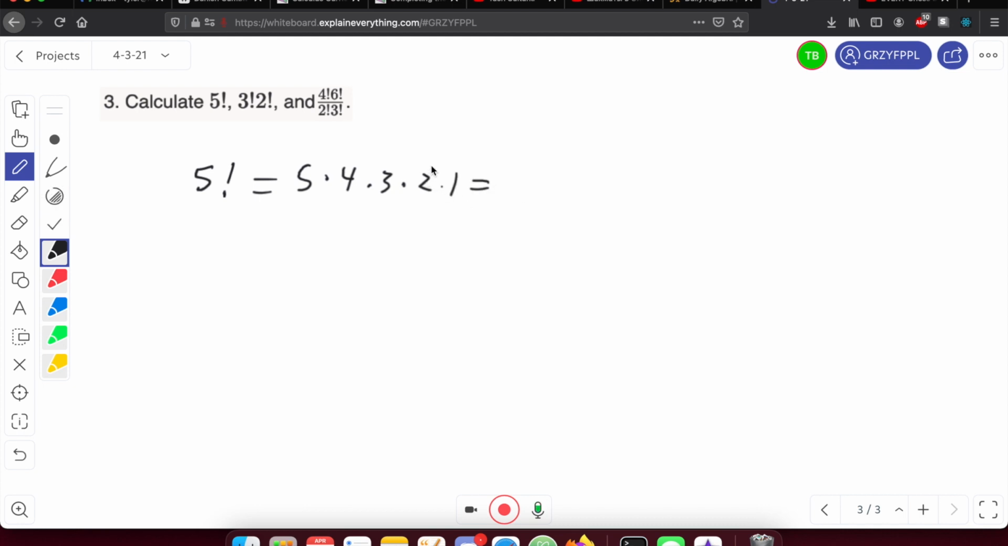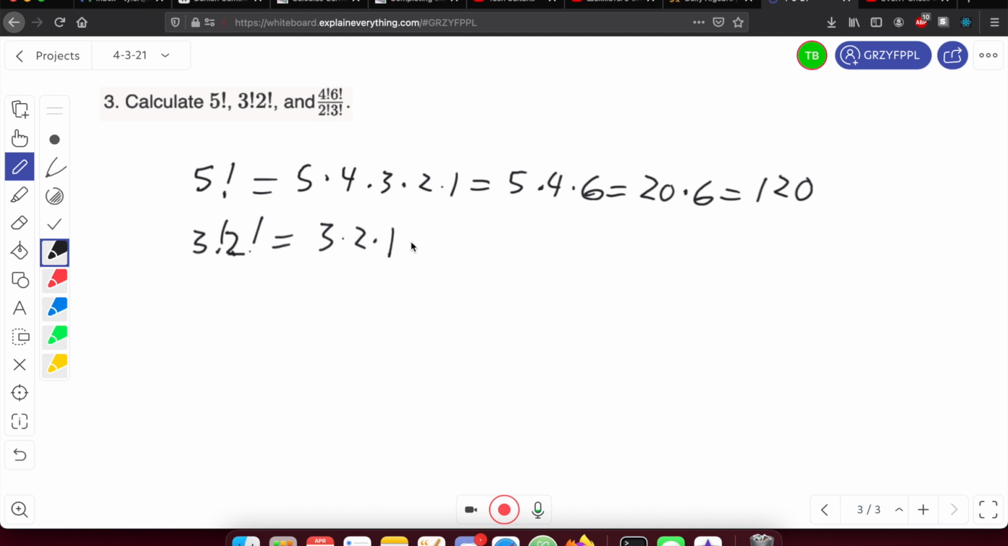We can simplify terms here, so let's see, 3 times 2 is 6, so we can rewrite 5 times 4 times 6. 5 times 4 is 20, so that's 20 times 6, which is just 120. Okay, now moving on to the second one, 3 factorial times 2 factorial. This is 3 times 2 times 1 times 2 times 1, right? We can rewrite this as 3 times 2 times 1 is 6, times 2 times 1 is 2, which is 12. Okay, so that's the second one.